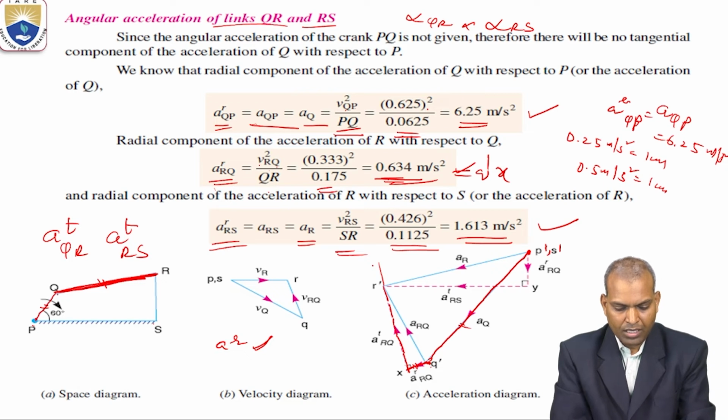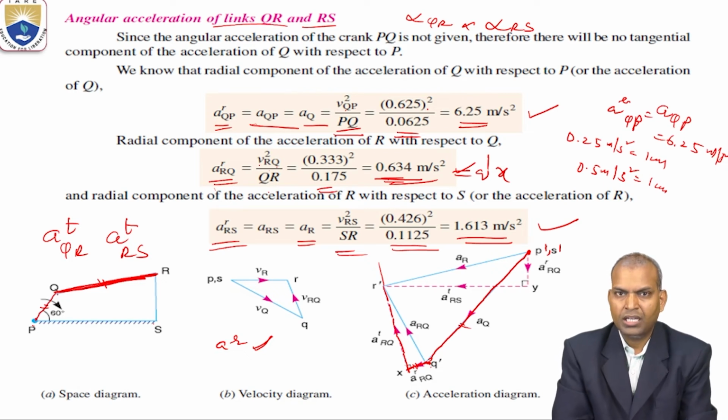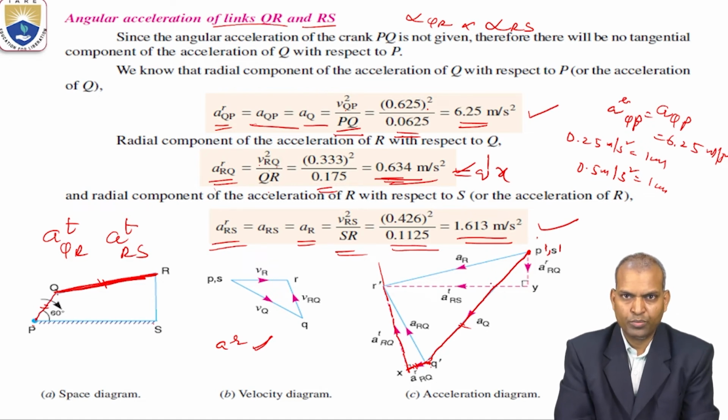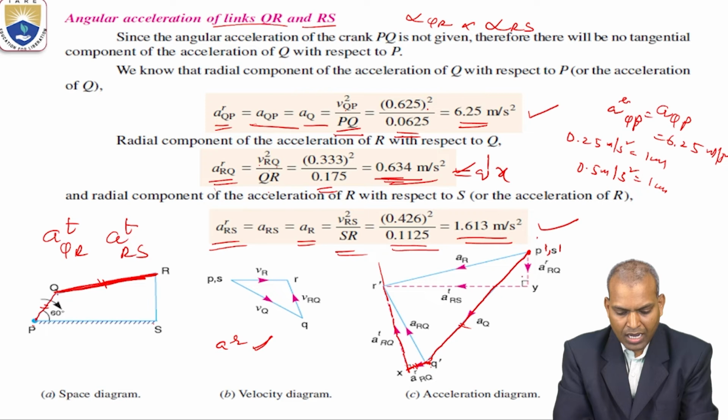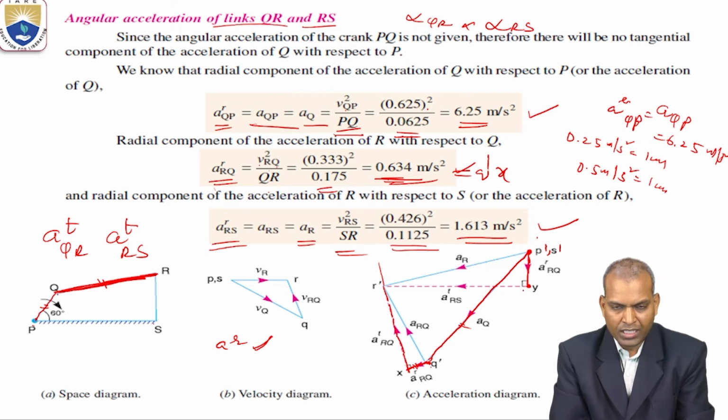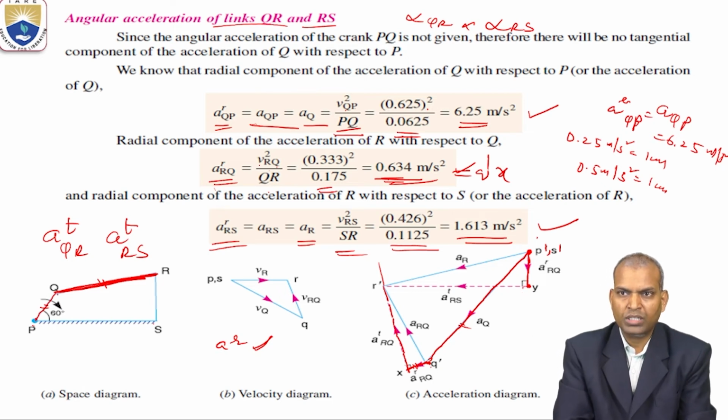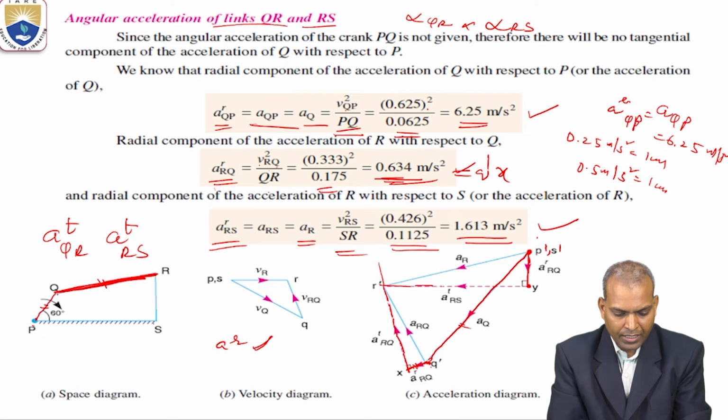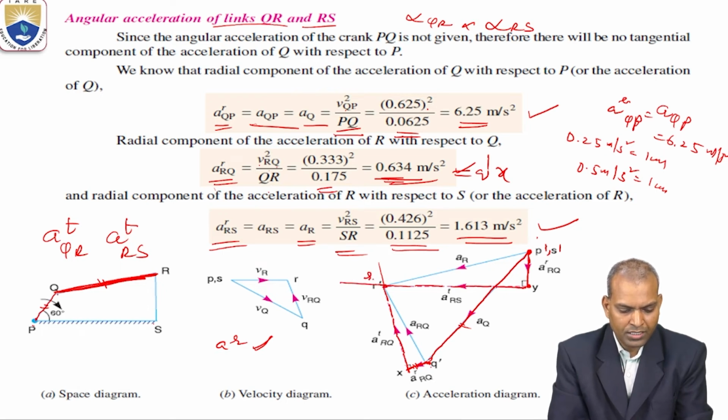Next step. Coming to S dash. RS again consists of two components. One is the radial component. We know the radial value. That is 1.613 meter per second square. Convert this 1.613 into a suitable scale. That is the radial component, so draw a radial line. Then what is the tangential component? Normal to the radial component. This is the normal line. Both will intersect at one point, that is R dash.